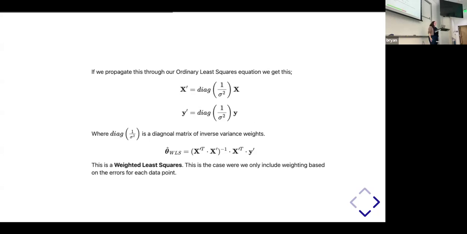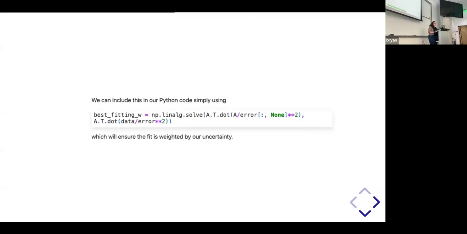This is weighted least squares. Before we had ordinary least squares, that's OLS. This is weighted least squares. If you squint, you probably recognize this as weighted least squares. Excellent. Let's use it in practice.